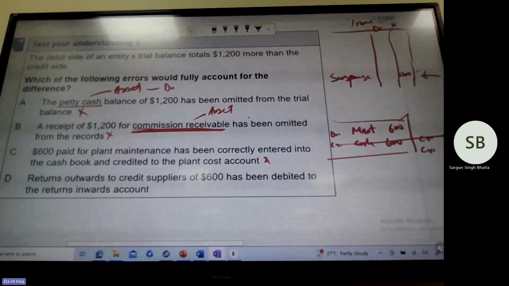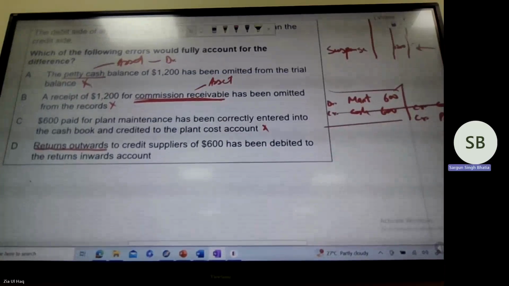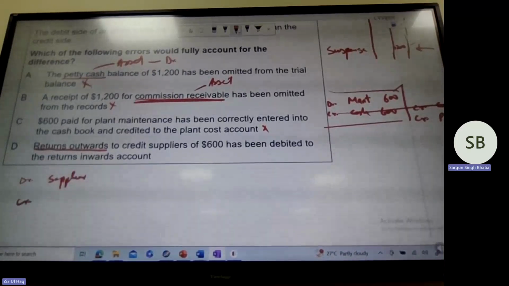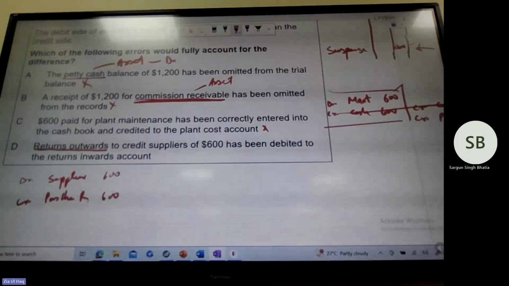So what is D? Return outwards. What is meant by return outwards? It means we are making a return out from the business, whether these are purchase return or sale return. Purchase return. What is the entry for purchase return? Debit supplier or payable, and credit purchase return. Return outward, credit supplier of 600. This should be the entry.